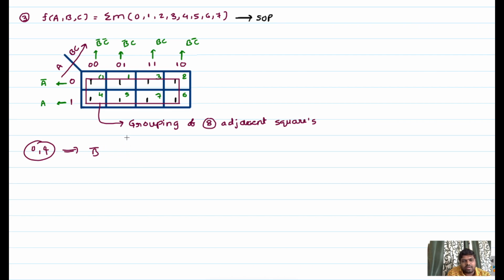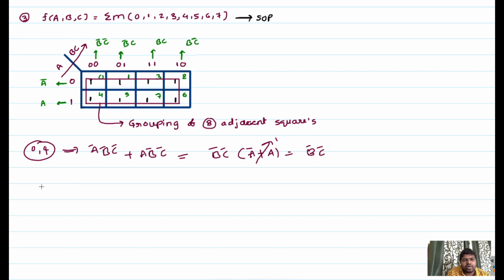Okay, that is the better thing. So for example, if I am writing for the 0 square box, we will get a bar, b bar, c bar, plus if I am writing for this 4, I will get a, b bar, c bar. In these two terms, the common term is b bar, c bar. So finally what we will get, a bar plus a, but this will become 1. So finally what we will get, b bar, c bar.